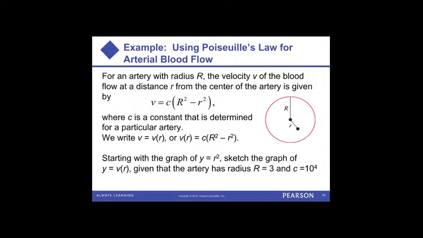So let's see. Do we know what C is? C is a constant that is determined for a particular artery. Starting with the graph of y equals r squared, sketch the graph of y equals v(r), given that the artery has a radius of 3. Let me see what it says.